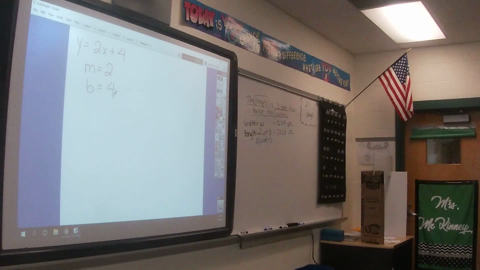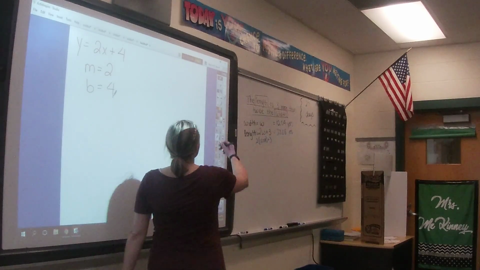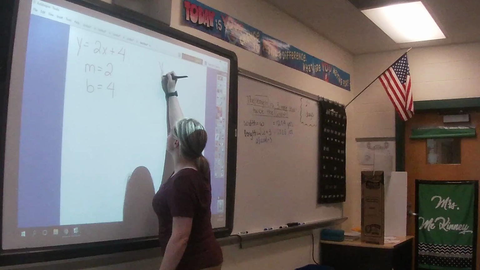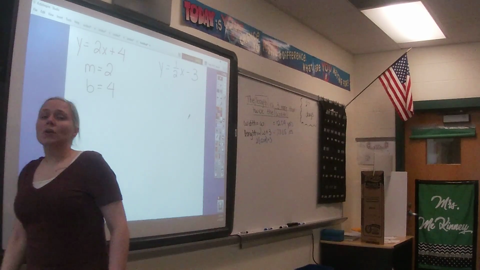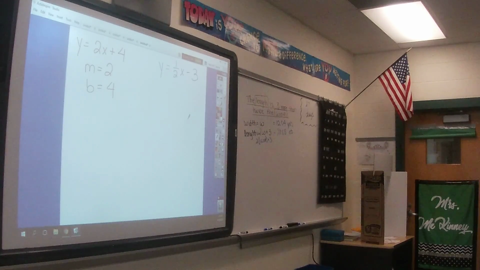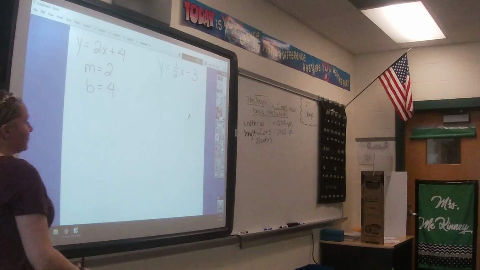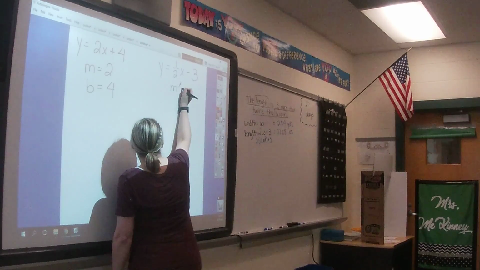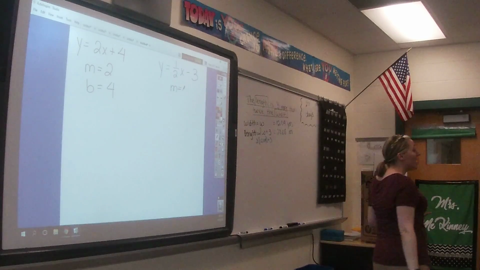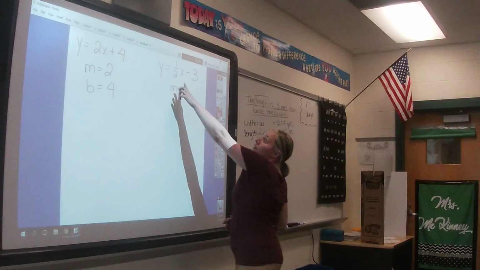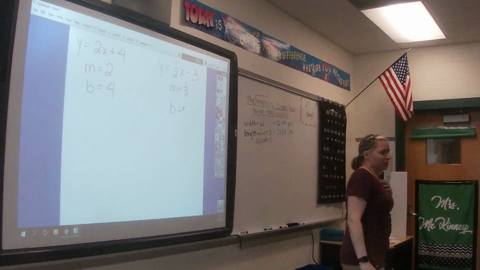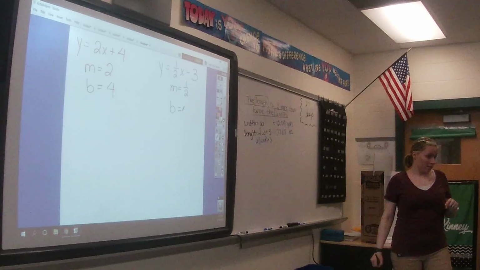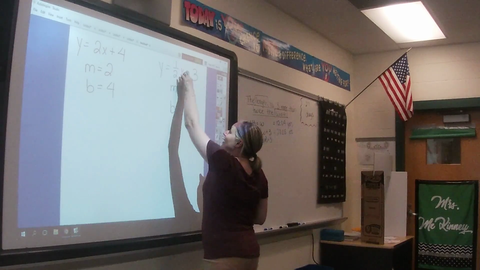That's basically all there is to it, but there are a couple of things we might need to make sure we're okay with. Y equals 1/2 x minus 3. What's in front of the x? That's going to be our 1/2. What's our b going to be on this one? Negative 3, because that subtraction tells us that it's negative.